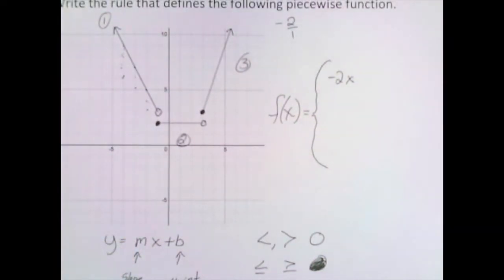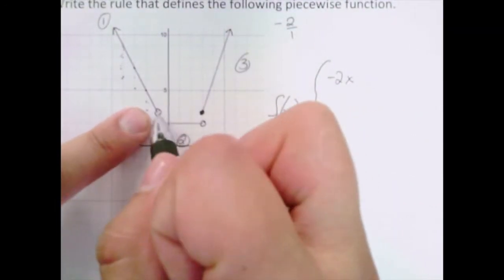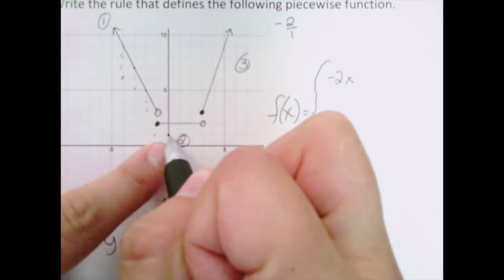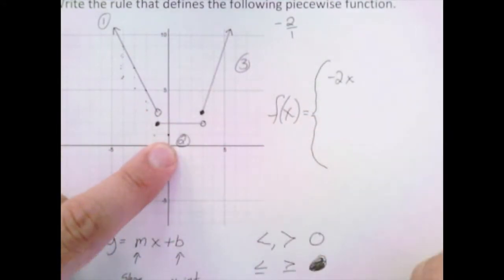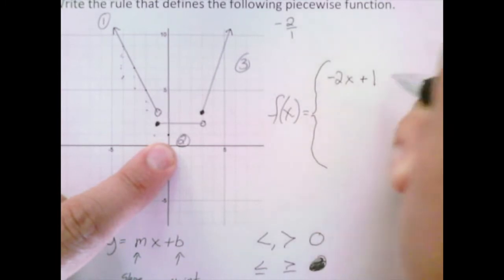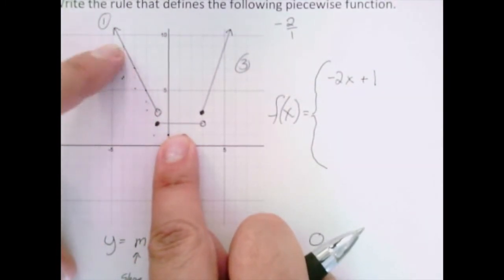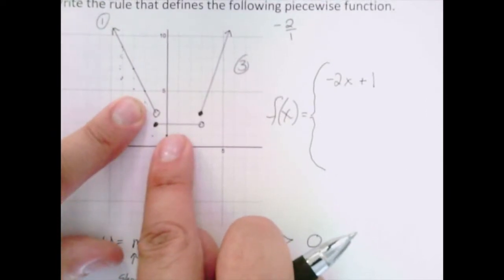The only thing I need to figure out is, if this trend were to continue on forever and ever, what would be my y-intercept? Well, if I kept going, I would go down another 2 over 1, and I would cross right here when y is 1. So negative 2x plus 1 is going to define this first piece of my piecewise function.